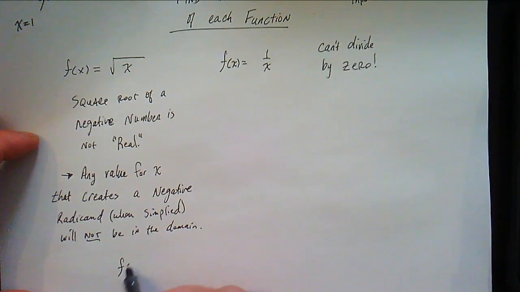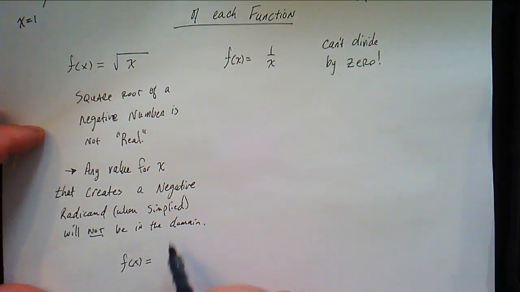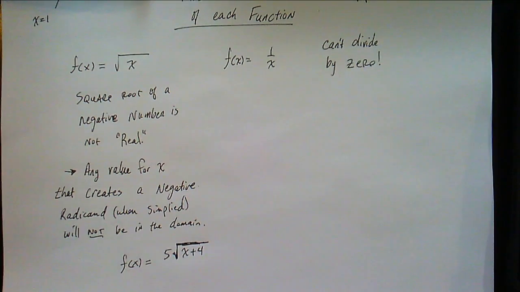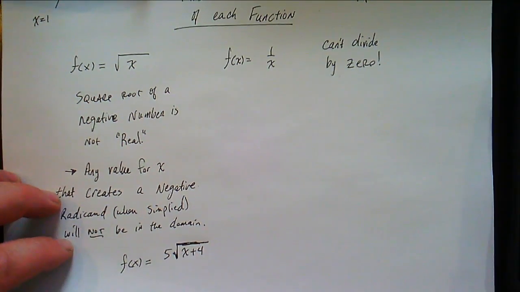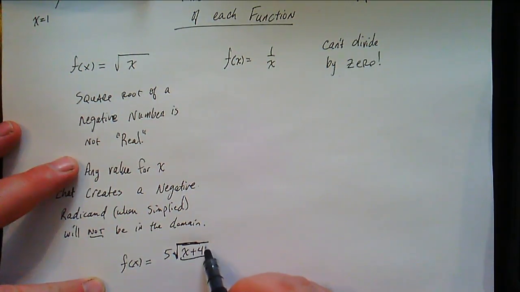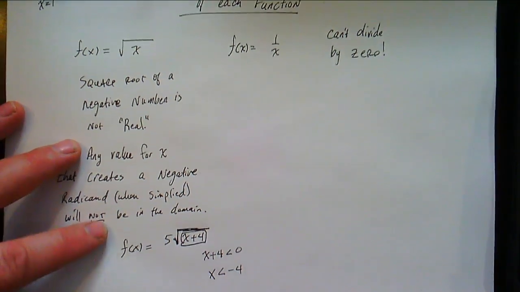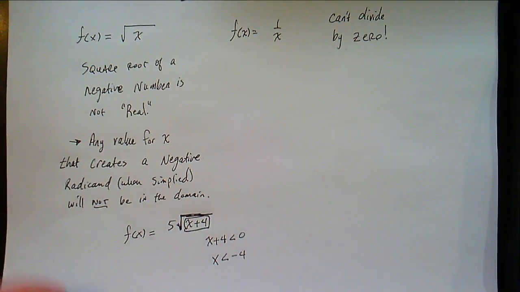So for example, let's say we had this function right here. Let's say it was 5 times the square root of x plus 4. You see that? Well, in this case, that 5 doesn't even change anything. It doesn't affect the domain. It multiplies the output by 5, but it doesn't really change anything. So if you were to look at this one, we want to figure out what numbers would make that less than 0. This would be negative. What number for x would make this less than 0? Anything less than 4 isn't going to be in the domain.